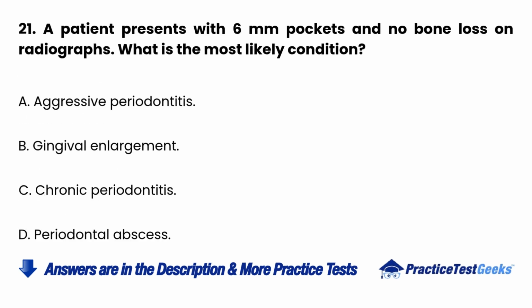21. A patient presents with 6 mm pockets and no bone loss on radiographs. What is the most likely condition? A. Aggressive periodontitis. B. Gingival enlargement. C. Chronic periodontitis. D. Periodontal abscess.